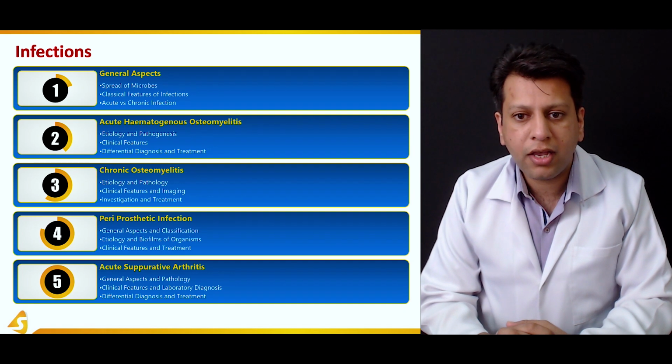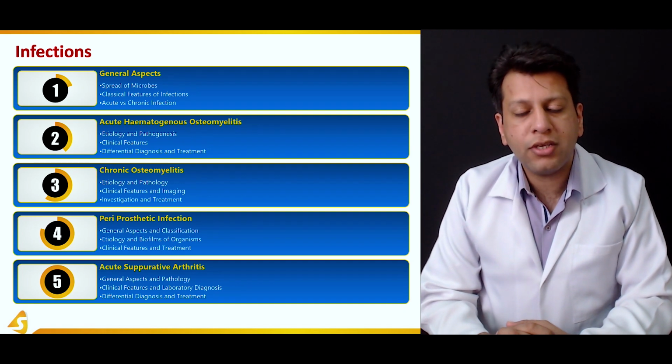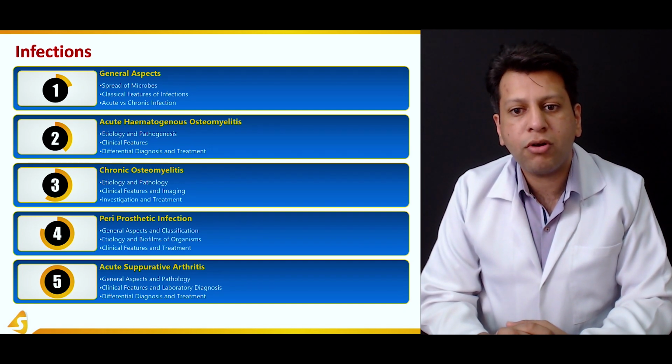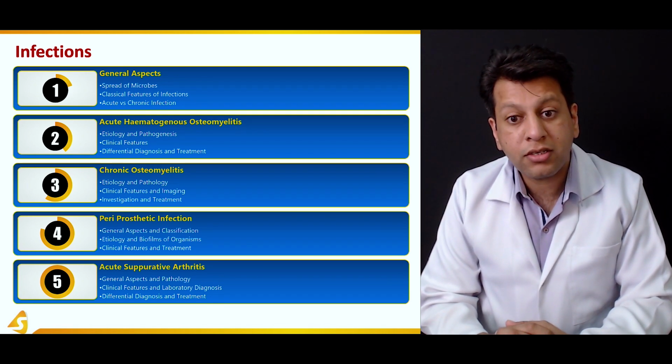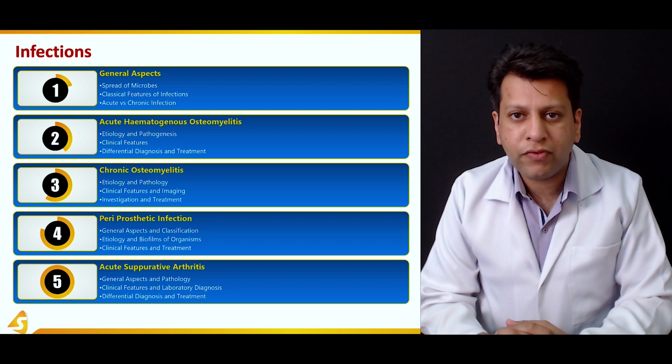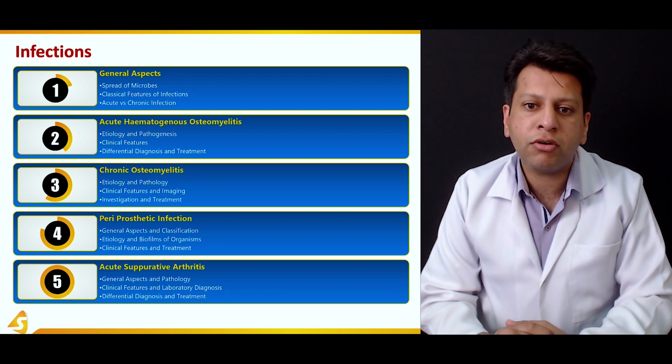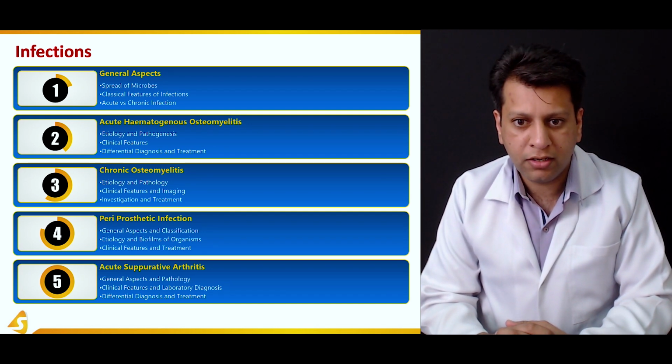In the second subsection, we will be going through a disease called acute haematogenous osteomyelitis. What is its etiology and pathogenesis, its clinical features, what are the differentials to acute haematogenous osteomyelitis, and its treatment.